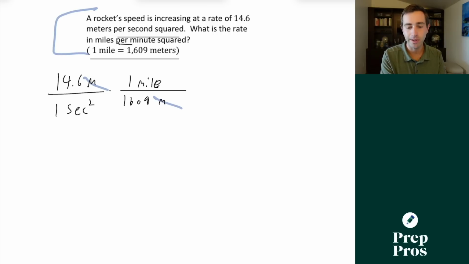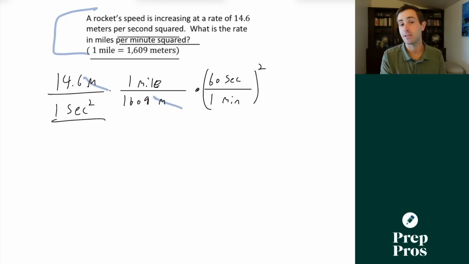Now here we're going per minute squared, so we need to convert from seconds to minutes. Well, we know there's 60 seconds in 1 minute. And now is the part where we also want to make sure we're remembering this. If you ever see any sort of squared unit, you need to square your conversion factor. So we're going to have to do this because this is going to end up giving us 3,600 seconds squared per minute squared. And then we're just going to punch this all into our calculator.